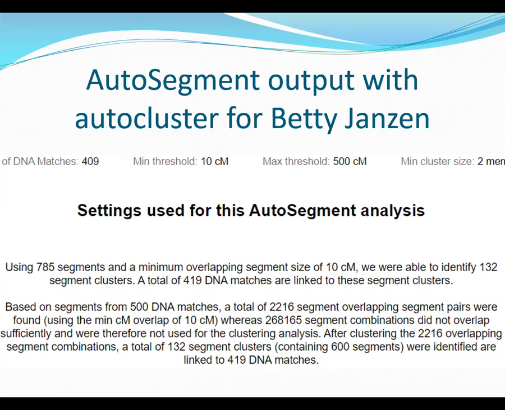This is an informational slide that you get when you run the output. It tells you the total number of matches that are included in the output, and also gives information about the number of segments. So there basically are 268,000 segment combinations that didn't overlap, but there are overlapping a total of 2,200. So this is just an informational slide that GEDmatch provides for you when you run this particular option.